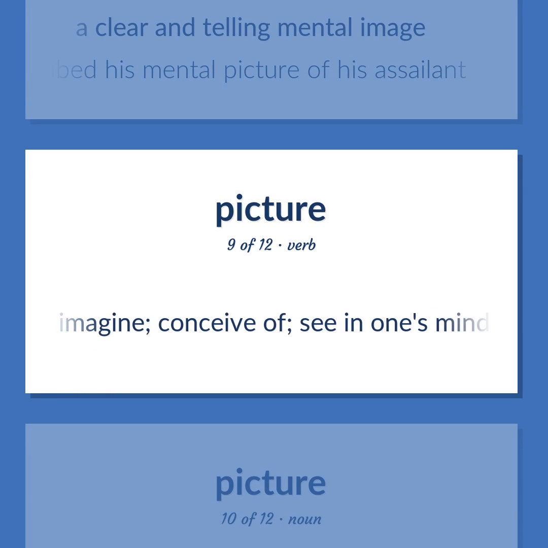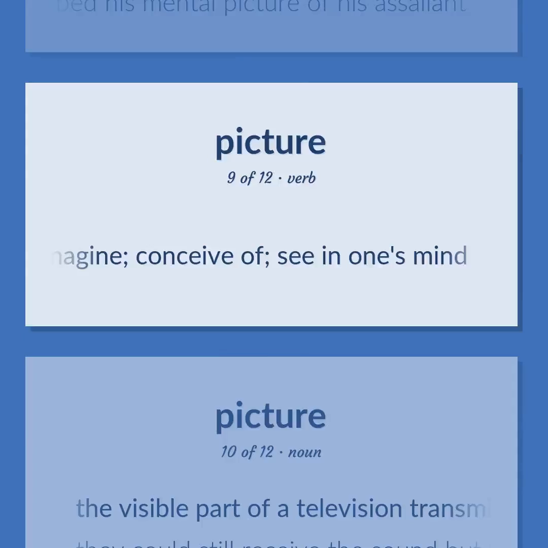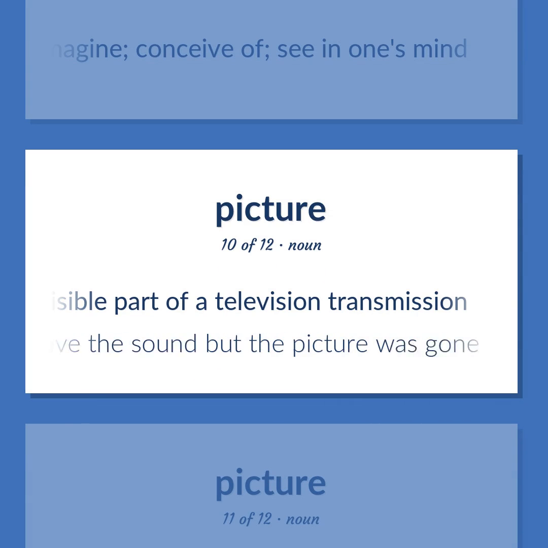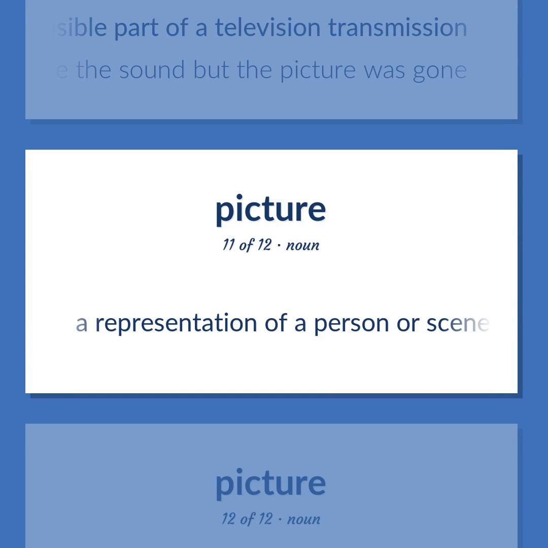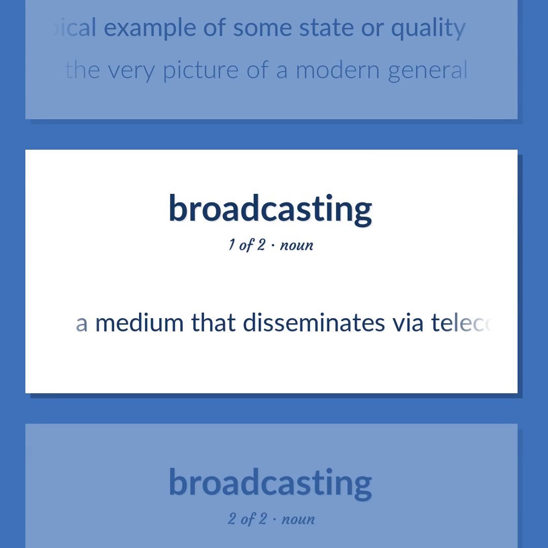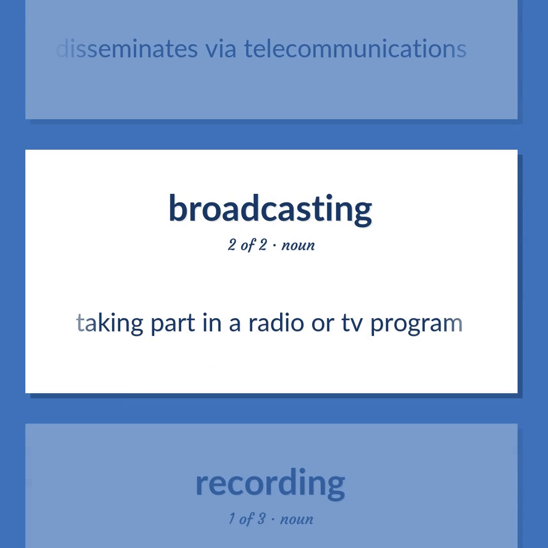Imagine, conceive of, see in one's mind. The visible part of a television transmission. They could still receive the sound, but the picture was gone. A representation of a person or scene in the form of a print or transparent slide or in digital format. A typical example of some state or quality. The very picture of a modern general. A medium that disseminates via telecommunications. Taking part in a radio or TV program.